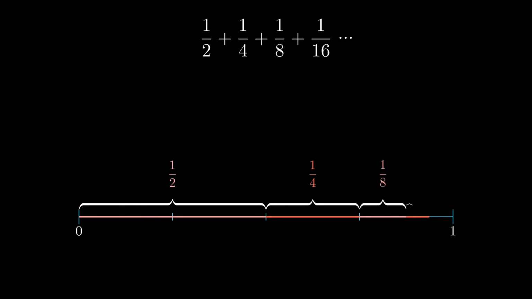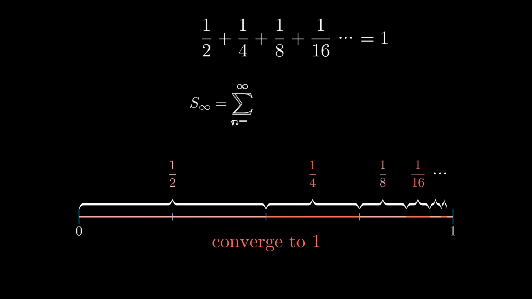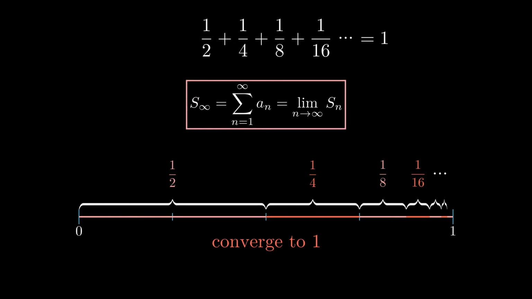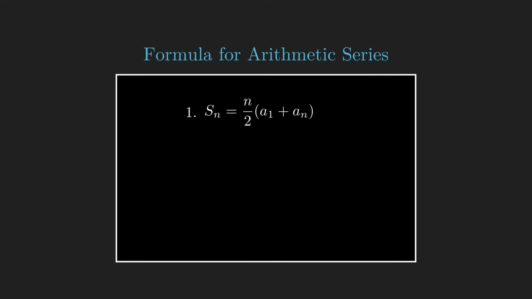But you know that it will never reach 1. So this means that this series converges to 1, which means it will never be at exact 1. So the formula for the infinite sum is S infinity, or the summation to infinity, equals sigma a_n, which equals the limit of S_n as n approaches infinity. Just as a reminder, here is the formula for the arithmetic series that you will use in this section.